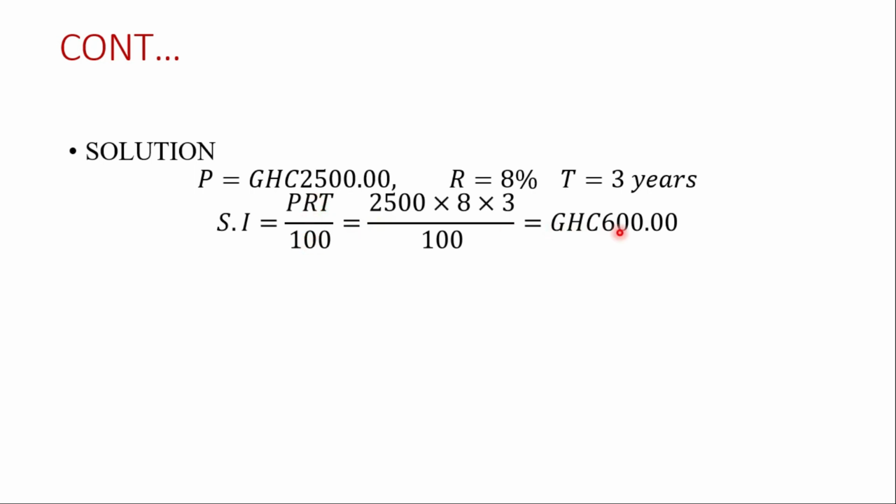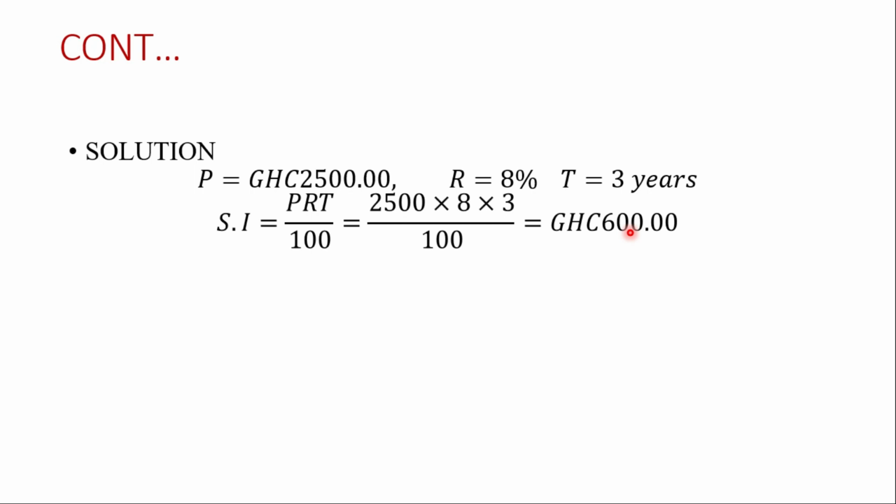All right. So when you do that, your result is going to be 600 Ghana cedis. So it means that at the end of the 3 years, the man is going to make a profit of 600 Ghana cedis.